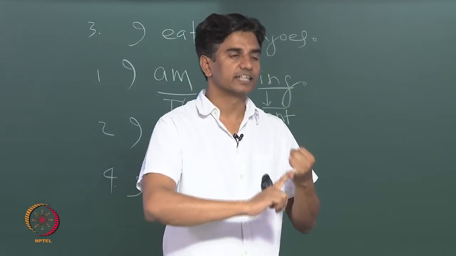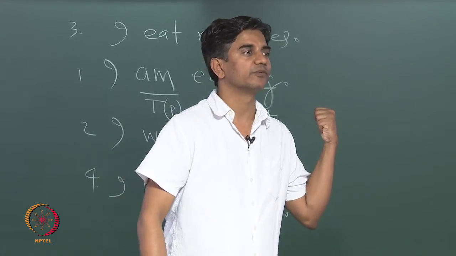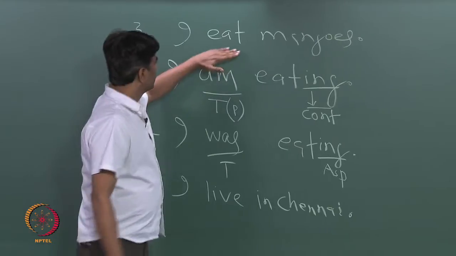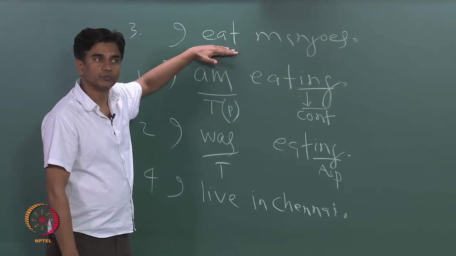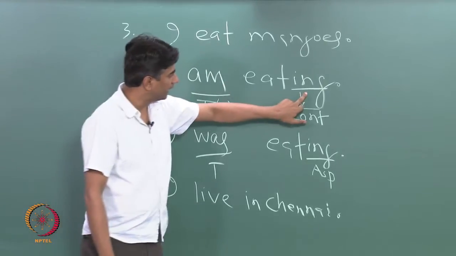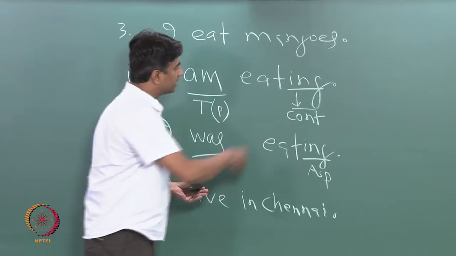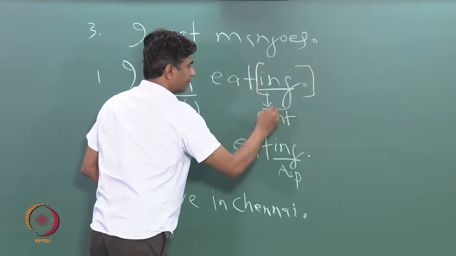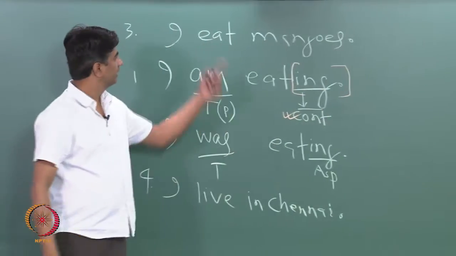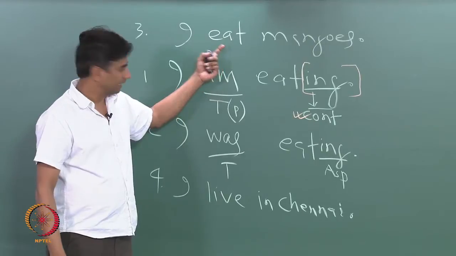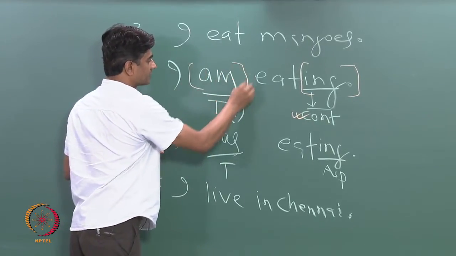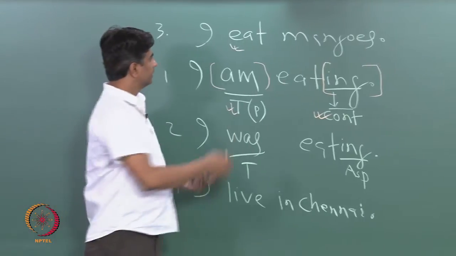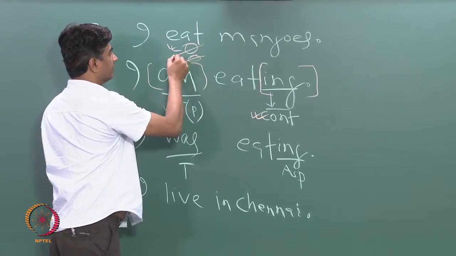Therefore, living is continuous aspect. You have already seen perfective aspect. This is another one: habitual or indefinite. So this one has aspect too, which is not visible. Unlike this, where ing is the marker of continuity, there is no such marker of aspect here. At the same time, there is no marker of tense either. That is, zero marker for tense, zero marker for aspect.